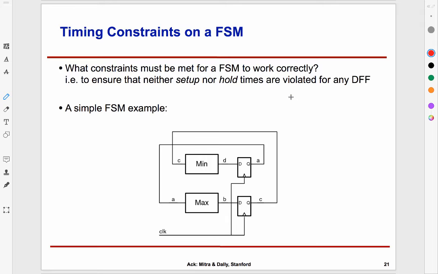It has 2 bits of state registers, so this and this, and it has 2 pieces of combinational logic as shown. One is a fast one, min, the other is max, a slower one. So min and max here are different delays. The min has lower delays, max has higher delays. And I have these 2 flip-flops. So let's think about how these setup and hold times play out.